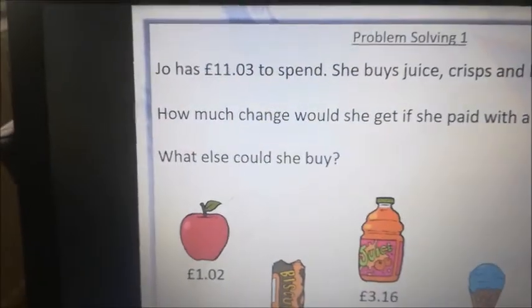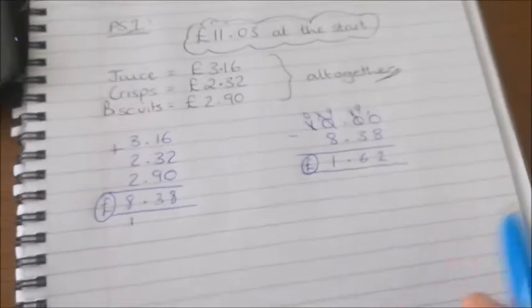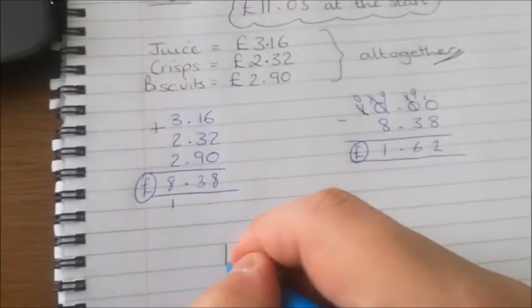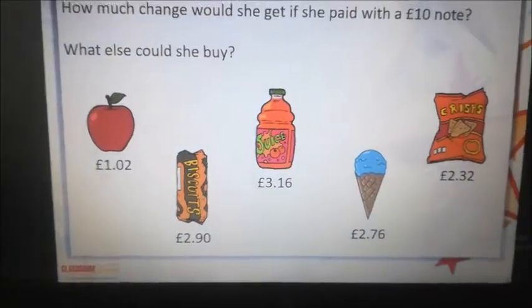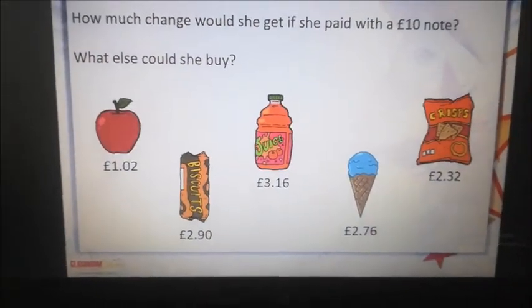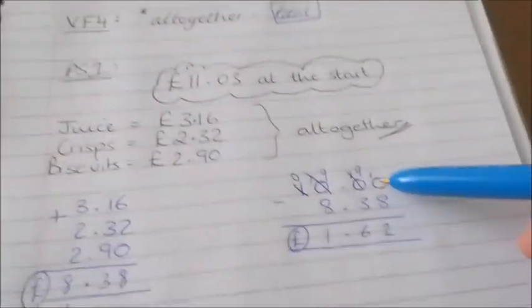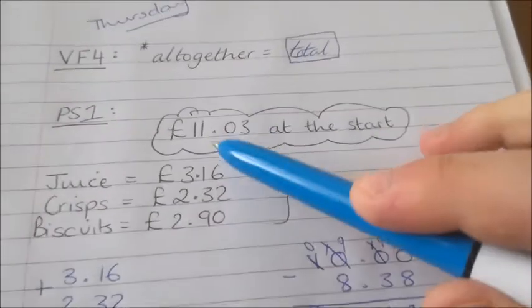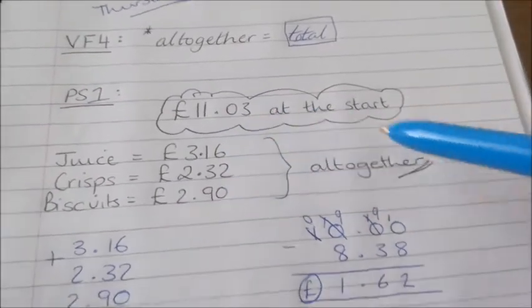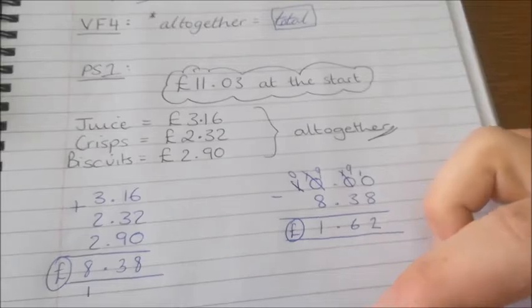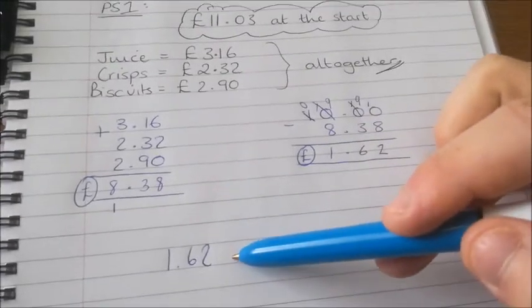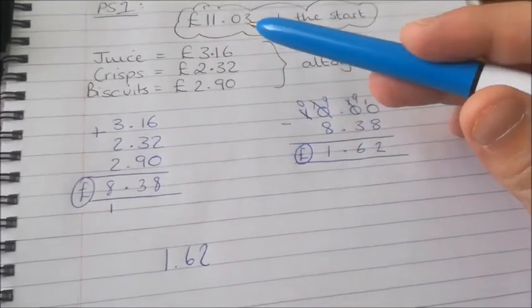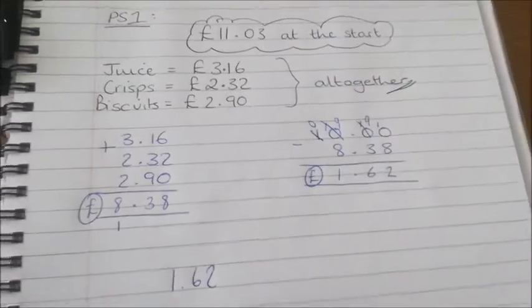Next question here. What else could she buy? This is a fantastic question because we have got £1.62. What else could she buy? Hold on a minute. Didn't she have more than £10 to start with? She had actually £11.03. So it's not just what she could buy from the £10 that she spent. It's what else could she buy from all of the money she had in total.